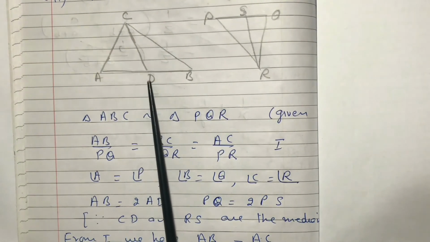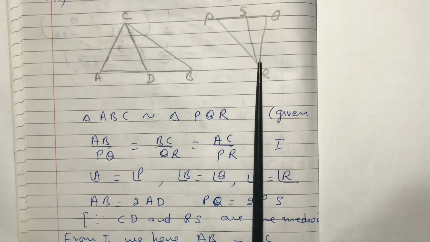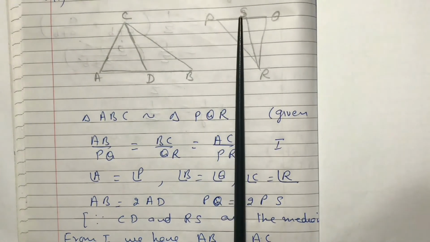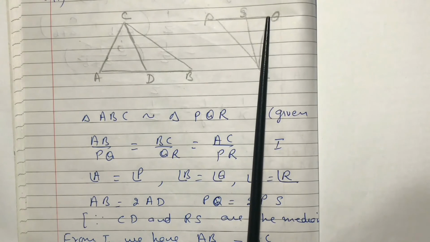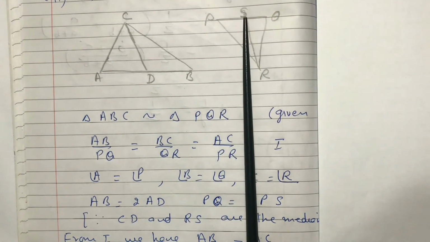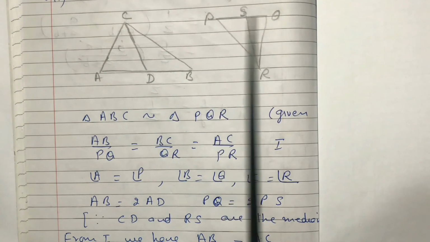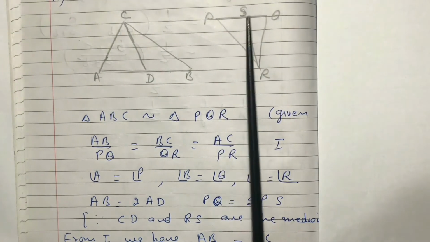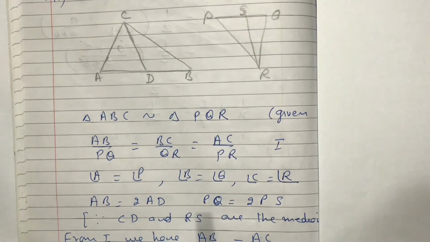CD is the median. So D is the midpoint. Similarly, RS is the median. It means S is the midpoint of PQ. It means AB can be written as 2 times AD and PQ is written as 2 times PS. So this is what I have written here.